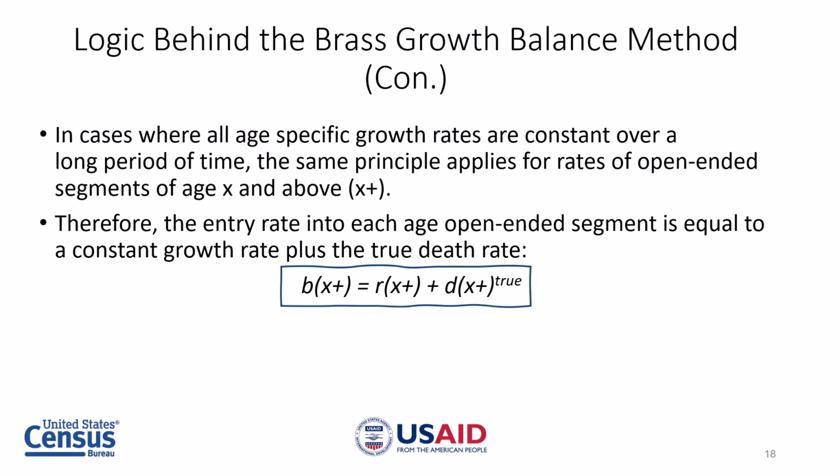B(x+), the entry rate into the population segment age x and above, is equal to r, the constant growth rate of the population segment age x and above, plus D(x+) true, the true or implied exit rate from the population segment age x and above.